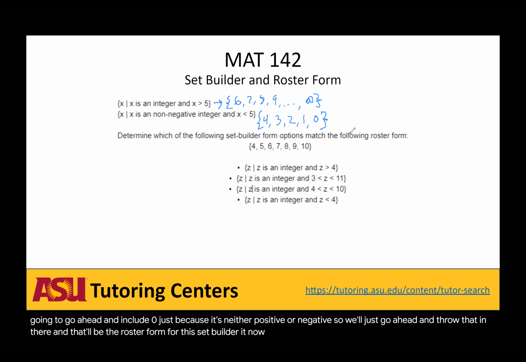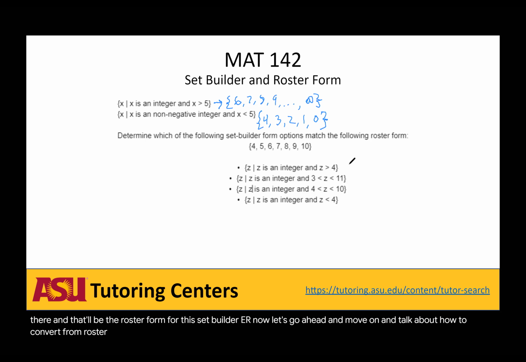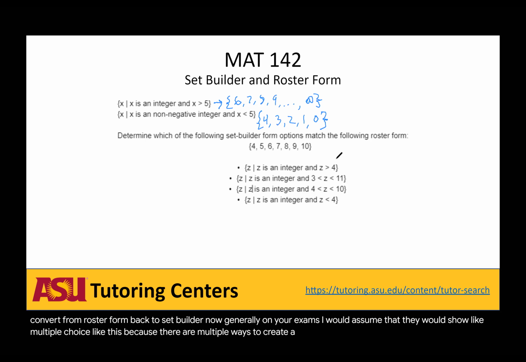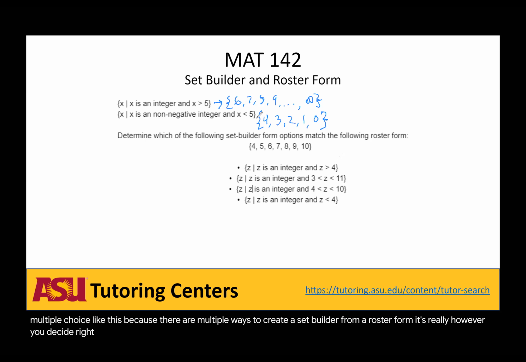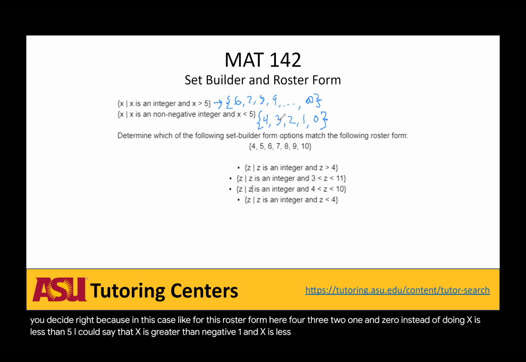Now, let's move on and talk about how to convert from roster form back to set builder. Generally, on your exams, I would assume that they would show multiple choice like this because there are multiple ways to create a set builder from a roster form. It's really however you decide, right? Because in this case, for this roster form here, 4, 3, 2, 1, and 0, instead of doing X is less than 5, I could say that X is greater than -1 and X is less than 5, right?